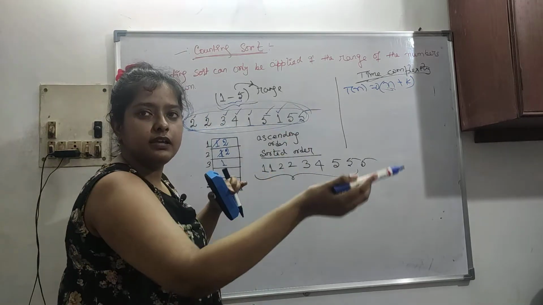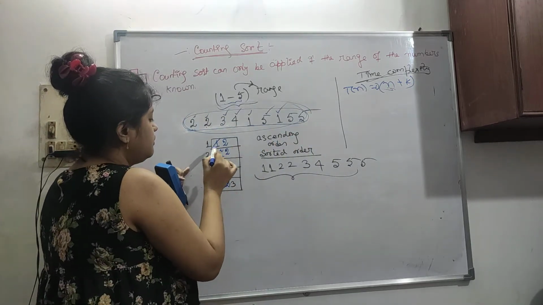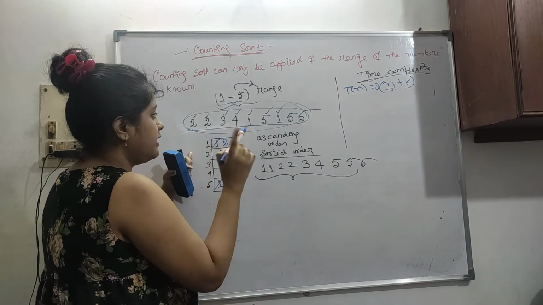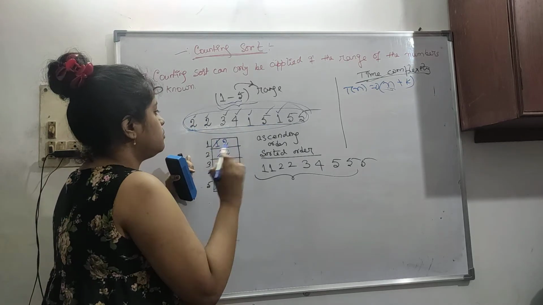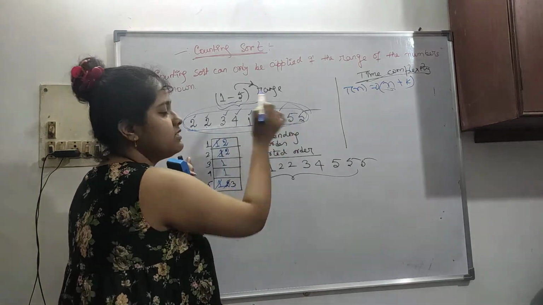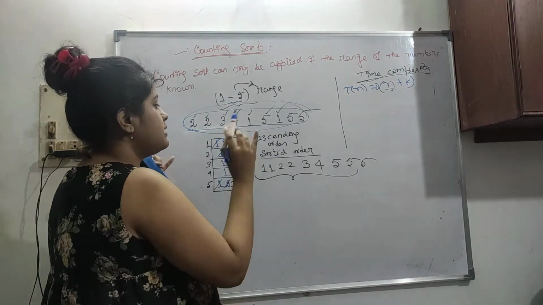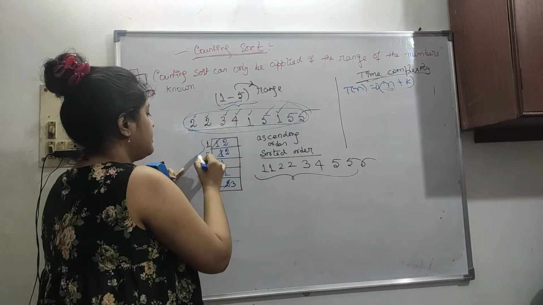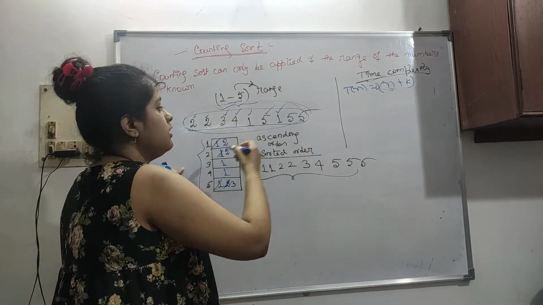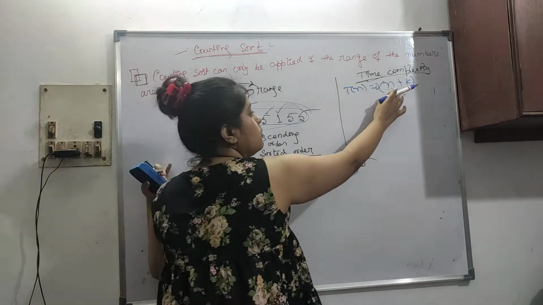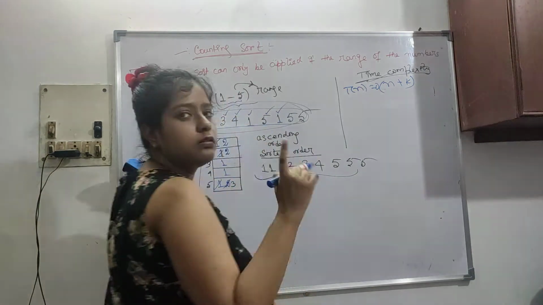See, not n plus n, because here you can see this has got k cells, but here 2 is present 2 times, 4 is present 1 time, 5 is present 3 times, like this. So it is not n plus n, it is n plus k. Here the range is the k. Okay, so the range is the k here. So we have to add k, not n again. So it is coming as order of n plus k.